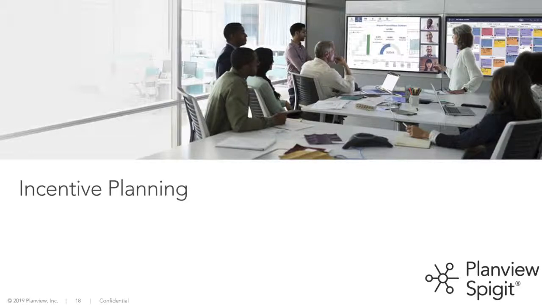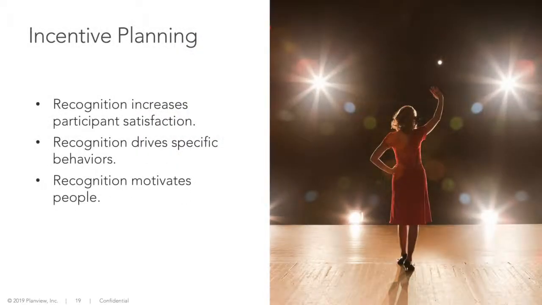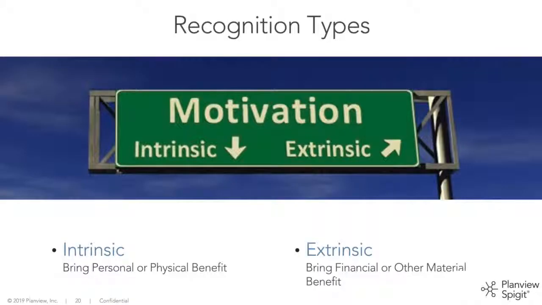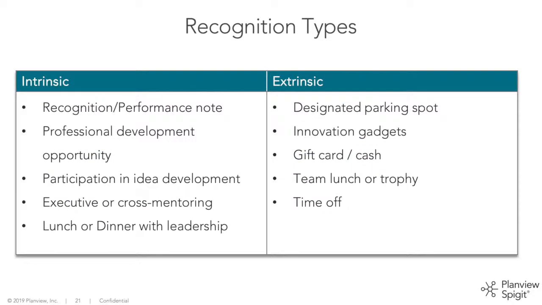The last topic for this session is incentive planning. Recognition and incentives increase overall participation, associate satisfaction, and drive desired behaviors within a challenge. There are two types of incentives, or motivators: intrinsic, which bring personal or physical benefit, and extrinsic, which are incentives or rewards that bring financial or material benefit. Here are some examples of each. Feel free to borrow from this list, however, it's best to understand your audience, company, and regional culture before determining what might work best for you.